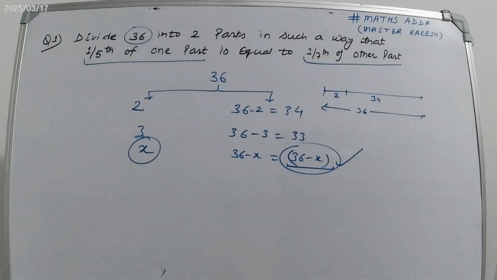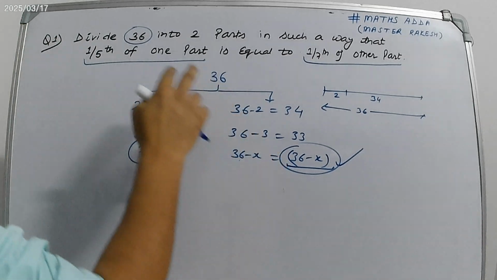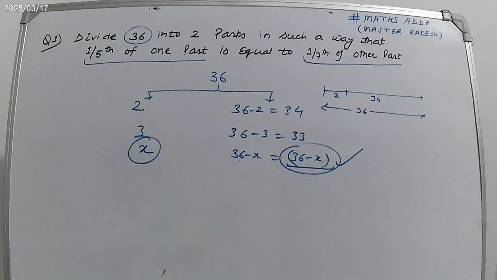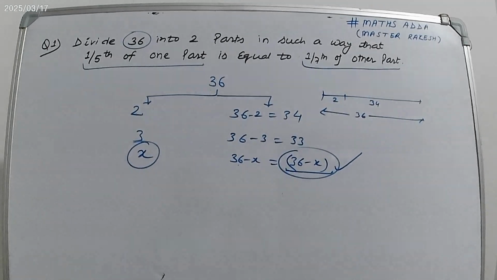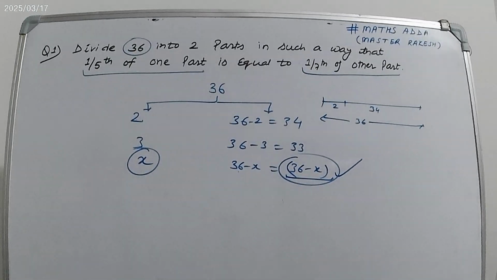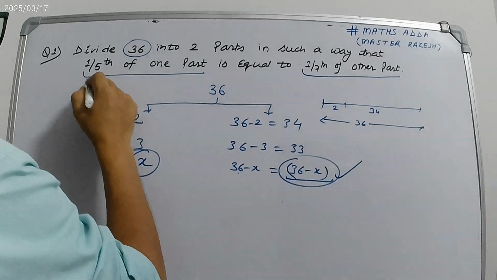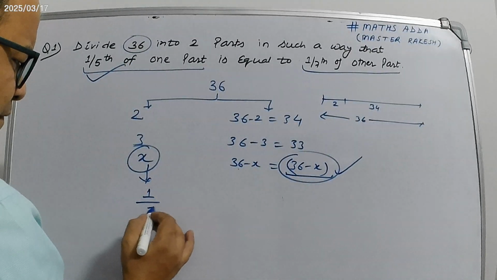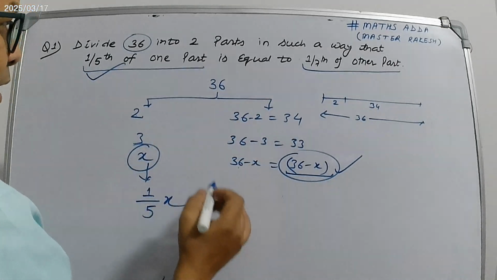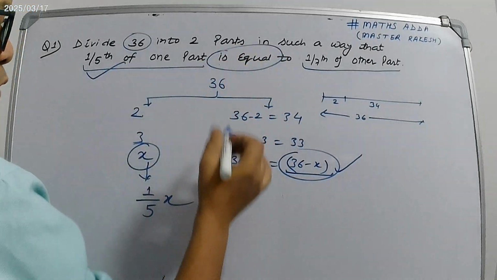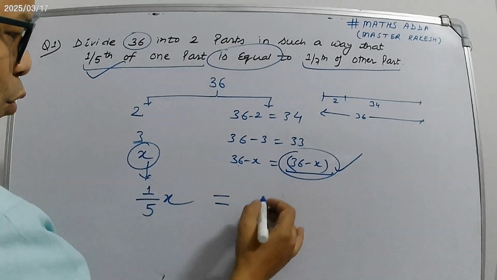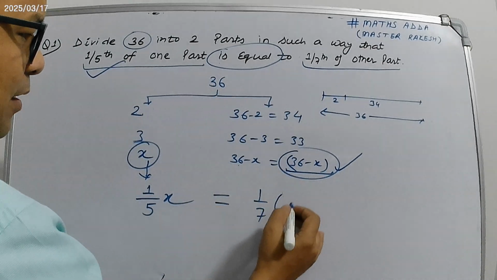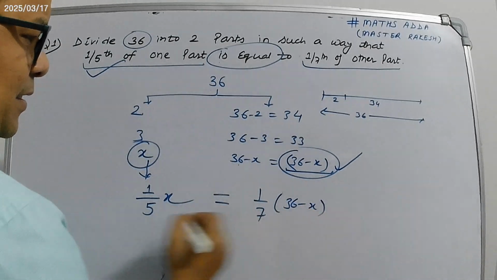So this is the clarity about the parts. He is saying just divide into two parts in such a way that 1/5 of one part, that is 1/5 of x, is equal to 1/7 of the other part, 36 minus x.